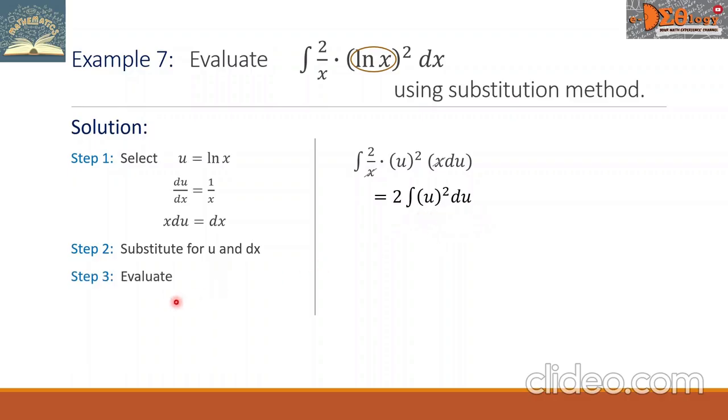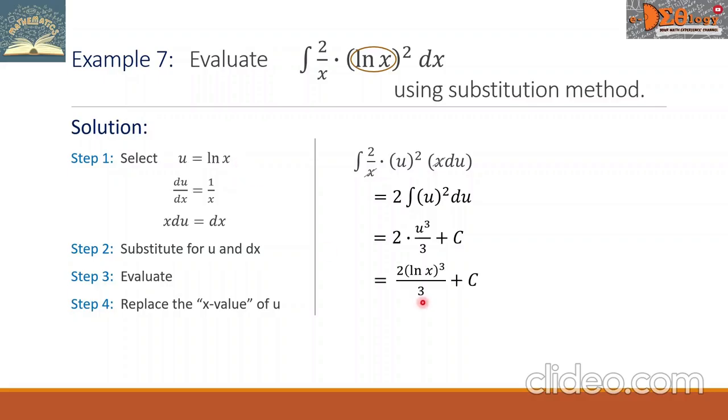Then step 3. Let us evaluate. By the power rule, u squared becomes u to the power 3 all over 3. We copy the constant 2 and then plus c. Step 4. We replace the x value of u, and that is ln x. So finally, it is 2 times the cube of ln x all over 3 plus c.